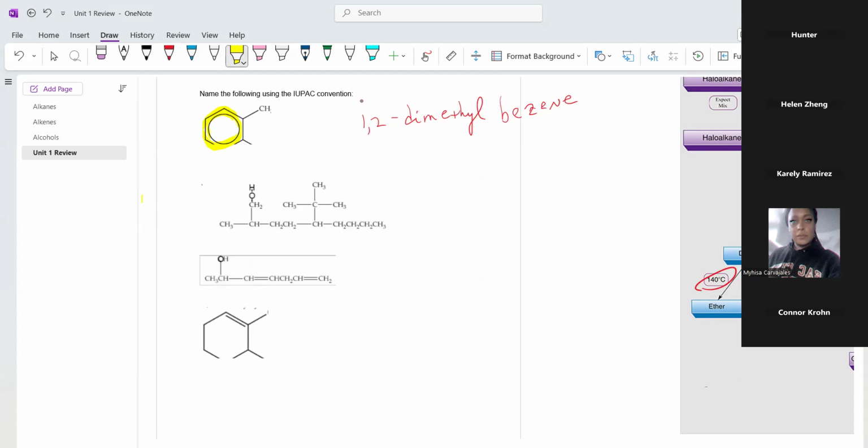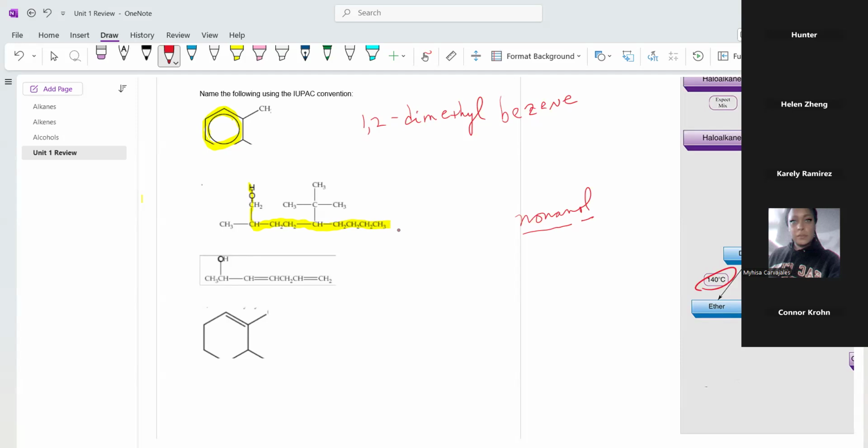All right, this guy, we need to find the longest carbon backbone that includes the alcohol functional group. So we've got two branches, and it's 1, 2, 3, 4, 5, 6, 7, 8, 9. So alcohol, carbon backbone, and we have a methyl and a T-butyl branch.